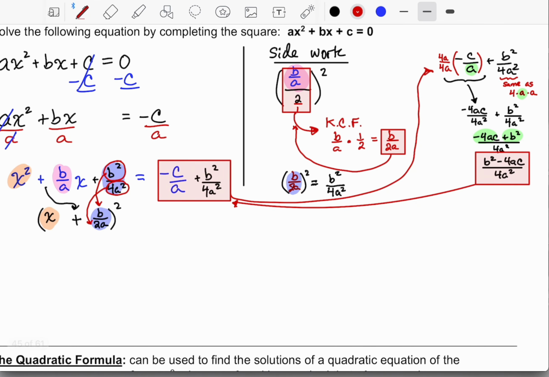All right, so I have x plus b over 2a squared is equal now, instead of this expression here, to b squared minus 4ac all over 4a squared. So we've successfully completed the square. It just doesn't look very pretty. But the idea was to write the expression, the trinomial, as a binomial squared, and we did that. All right. Now we have to go the distance and solve for x. So I'm going to rewrite just to kind of give us something clean to work with.